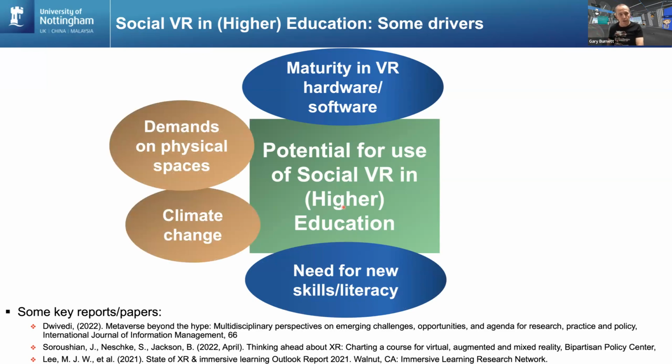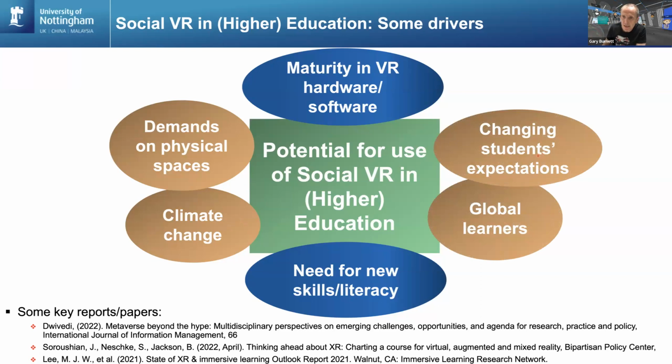There's a whole thing about demands on university physical spaces, increasing numbers of students, and difficulty in getting into space. There's climate change, a huge area in its own right in terms of the demands of travel and how that affects the environmental footprint of a university, etc. This is obviously a big thing as well, changing student expectations as a result of COVID, but also based on their experiences as children as they move into university education.